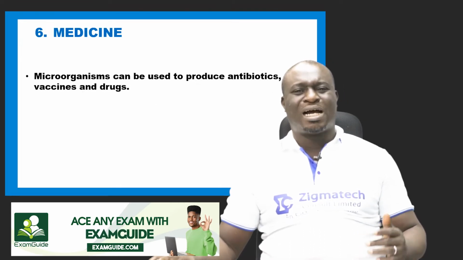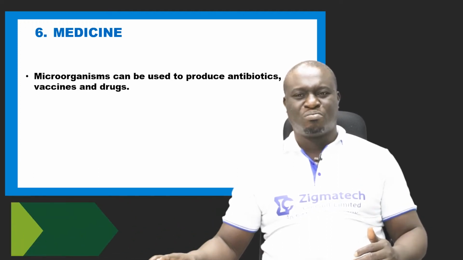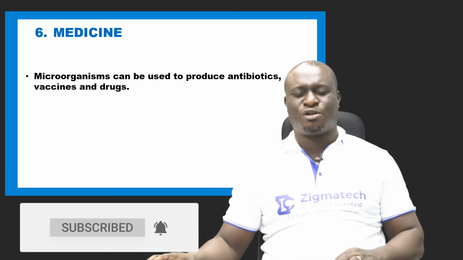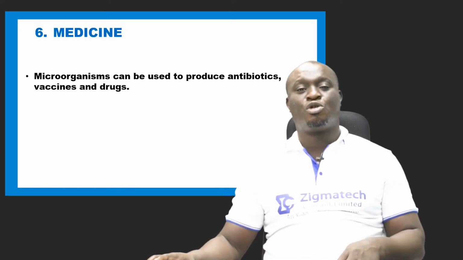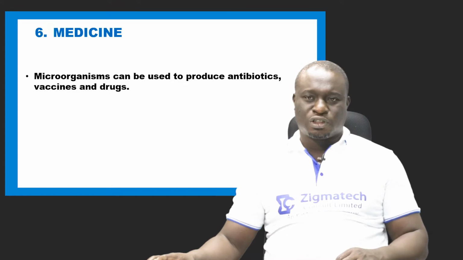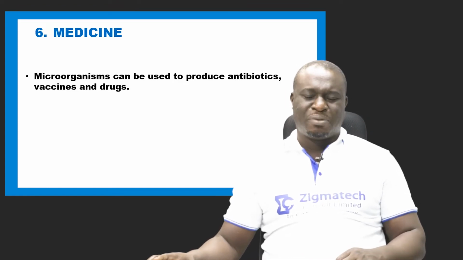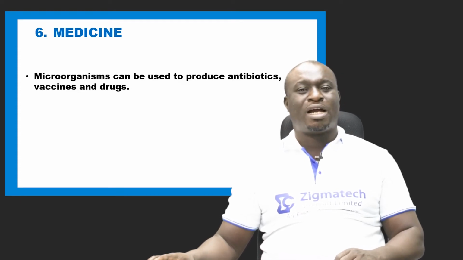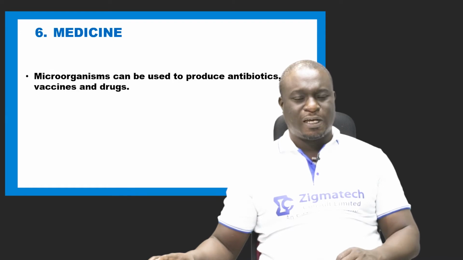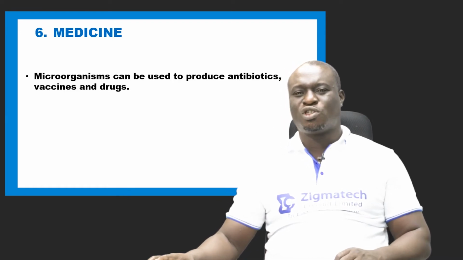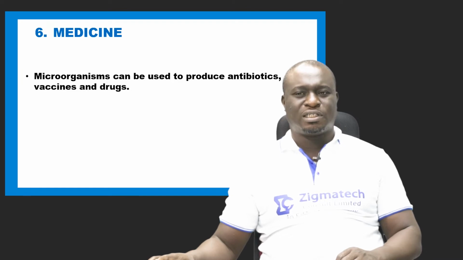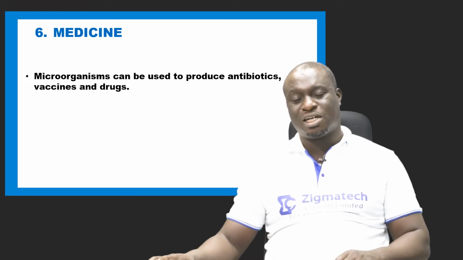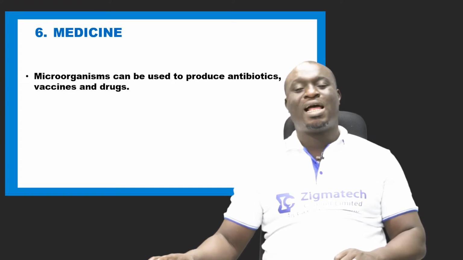Also, microorganisms are beneficial in medicine. Some microorganisms can be used to produce antibiotics. They are also used for producing vaccines and other drugs, like penicillin. Penicillin is an antibiotic that is gotten from the microorganism Penicillium. So you can see that most vaccines and most antibiotics are gotten from the study of microorganisms or even microorganisms themselves. So it helps in medicine.